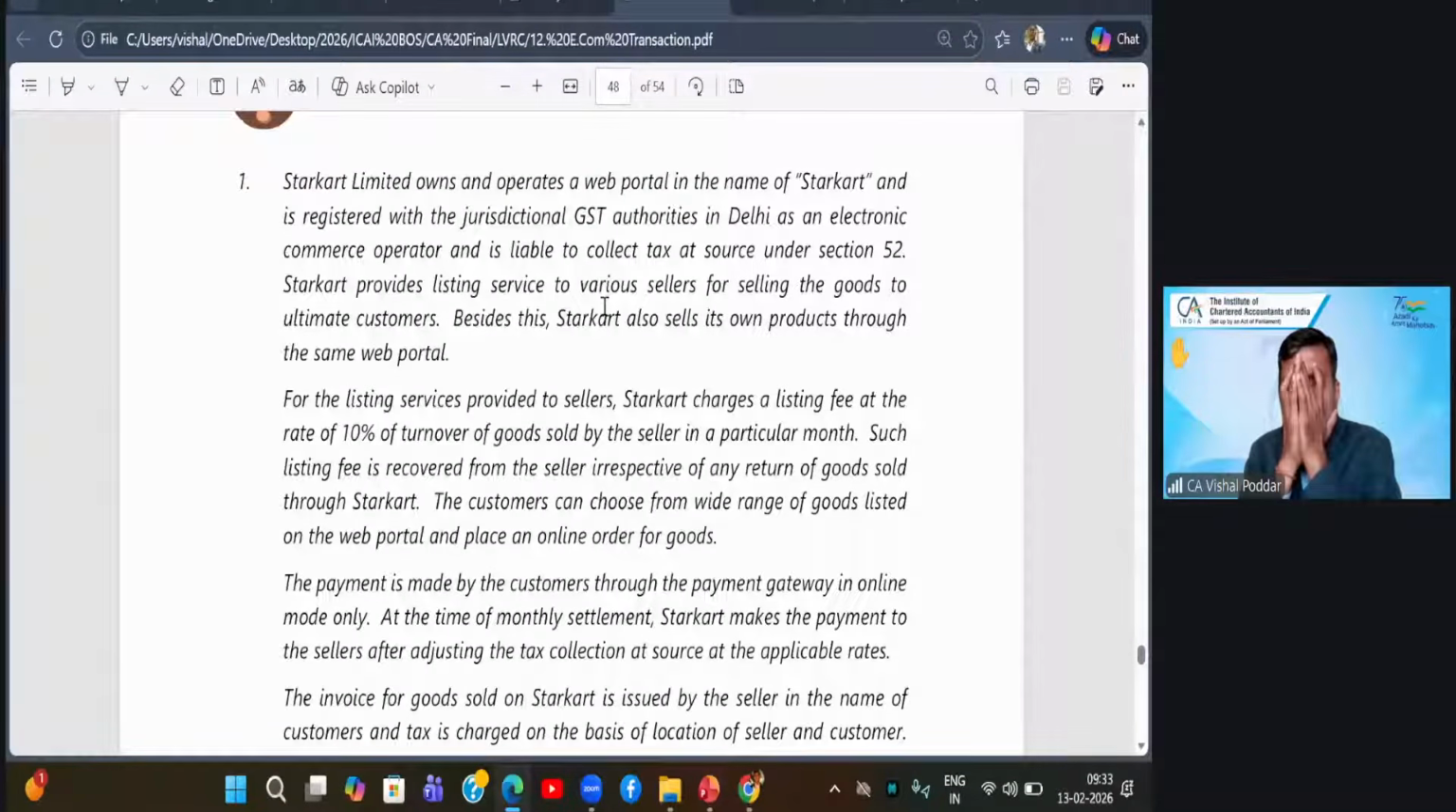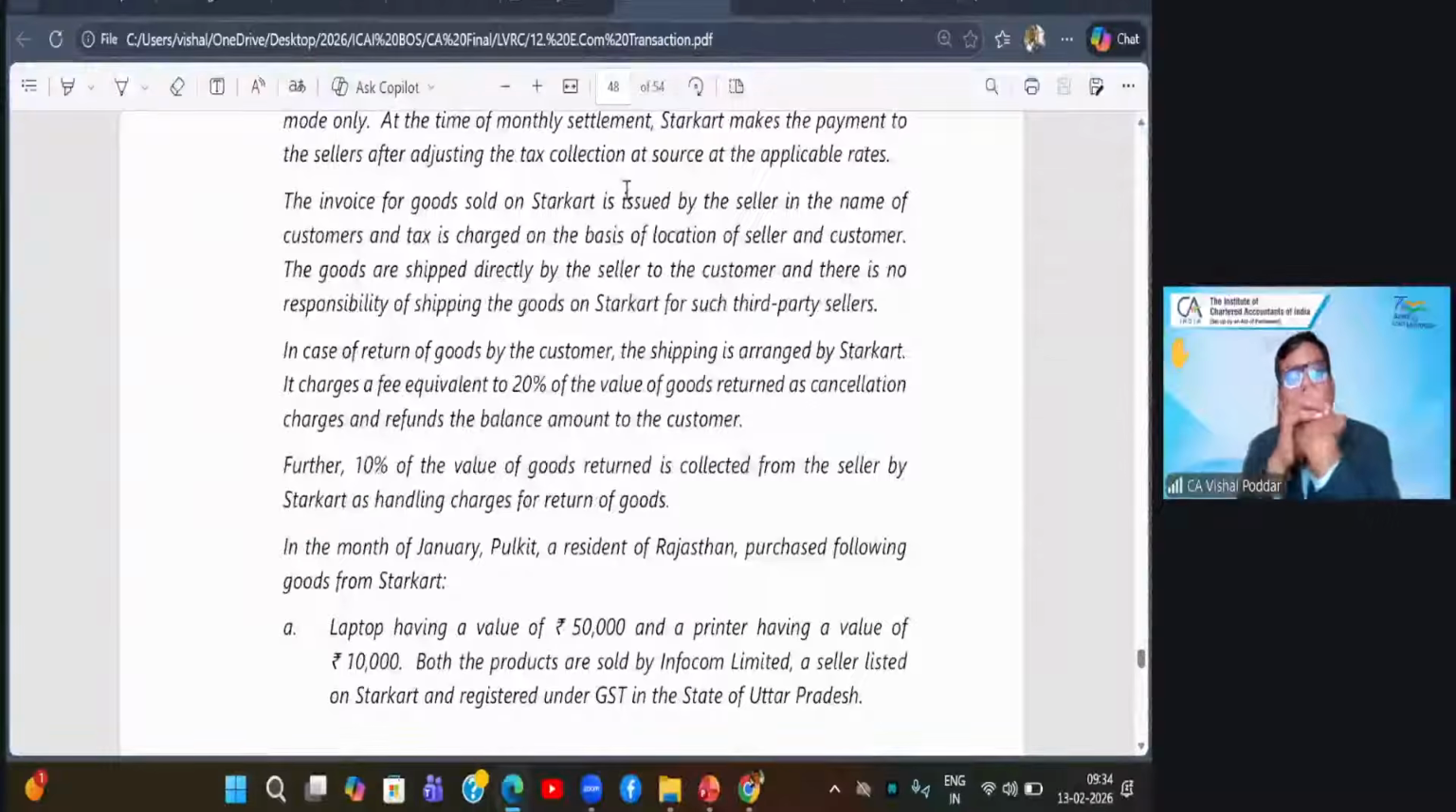Such listing fee is recovered from the seller irrespective of any return of goods sold through StarCart. The customer can choose from a wide range of goods listed on the web portal and place an online order for goods. Payment is made by the customers through the payment gateway in an online mode only. At the time of monthly settlement, StarCart makes the payment to the sellers after adjusting the tax collection at source at the applicable rates. Invoice for goods sold on StarCart is issued by the seller in the name of customers and the tax is charged on the basis of location of seller and customer.